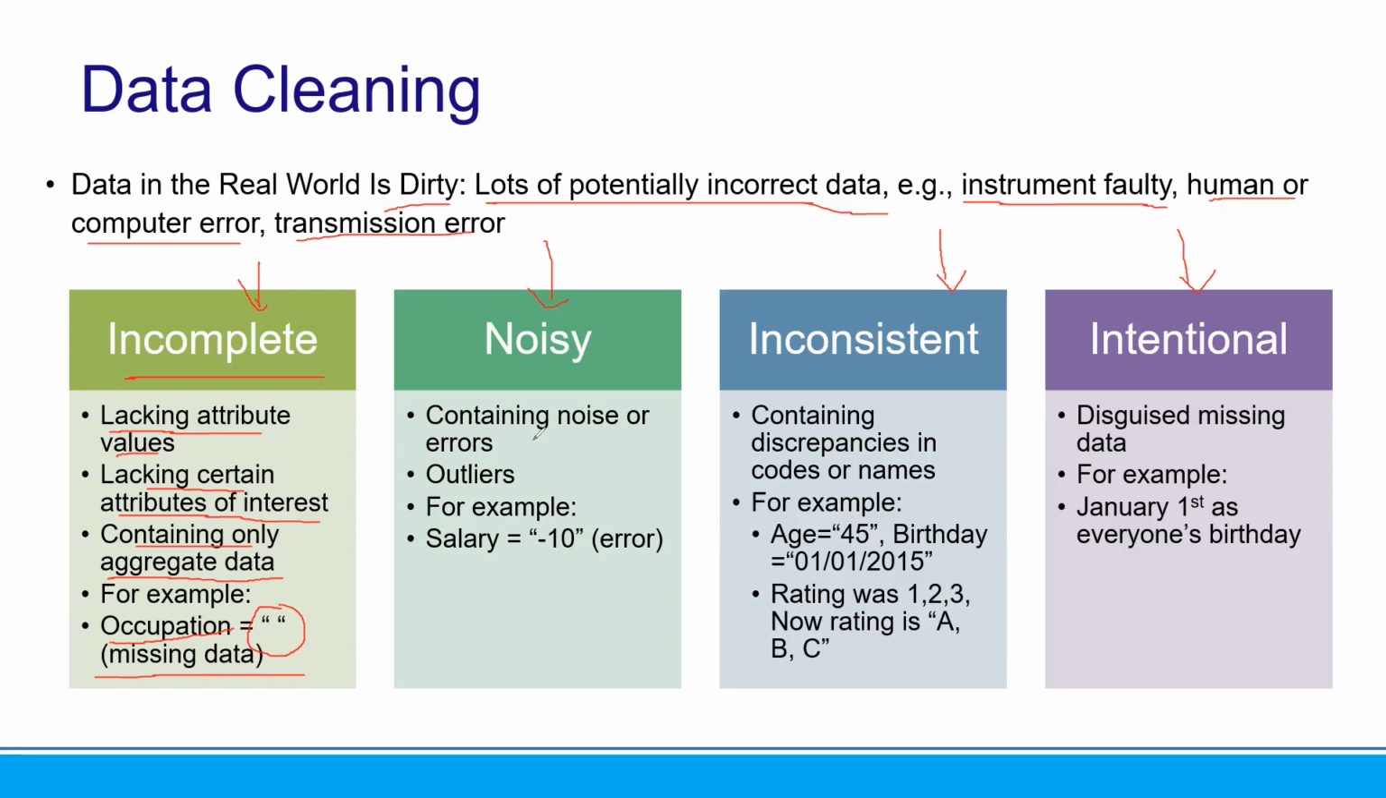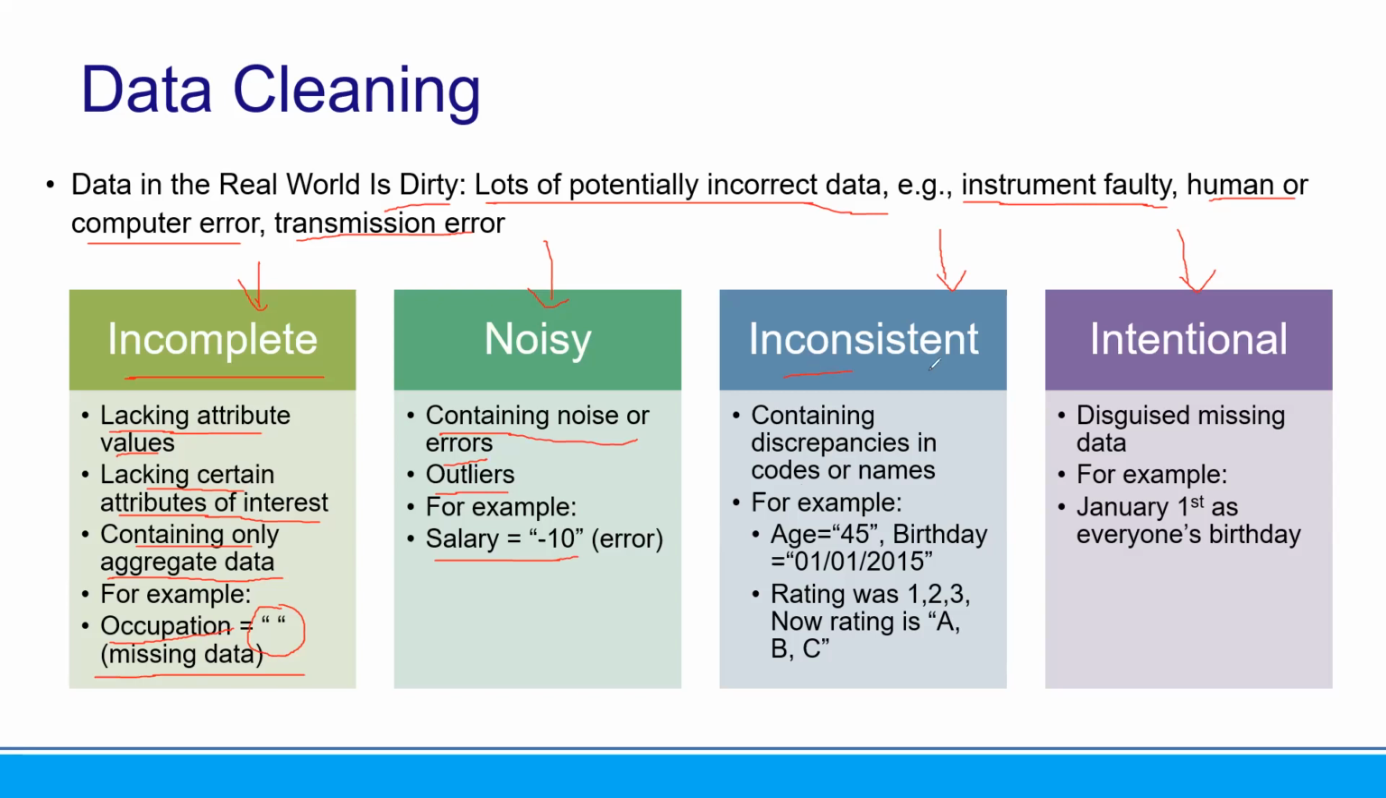Noisy data. The noisy data is noise or errors. It can also be an outlier. For example, salary is -10. Of course, this is an error. There will be no negative value for salary because salary starts from 0. It never starts from minus.